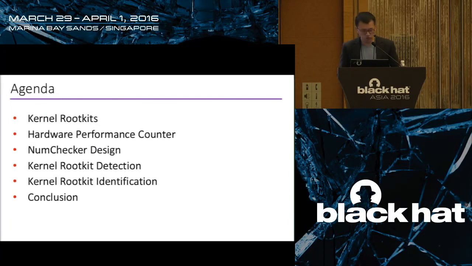Here's the agenda of the talk. First, I'm going to briefly explain kernel rootkits, and then I'm going to talk about hardware performance counters. Then I'm going to explain our design, NumChecker, and how to use the design to detect and identify rootkits. And then I'll conclude the talk.